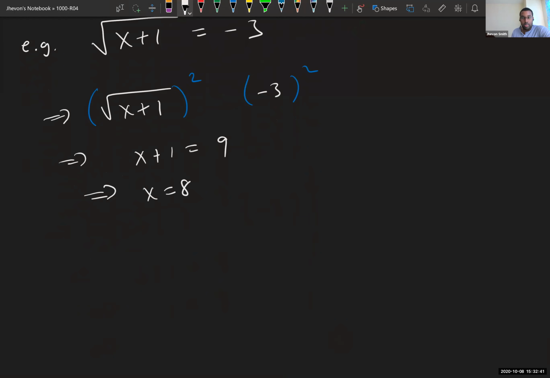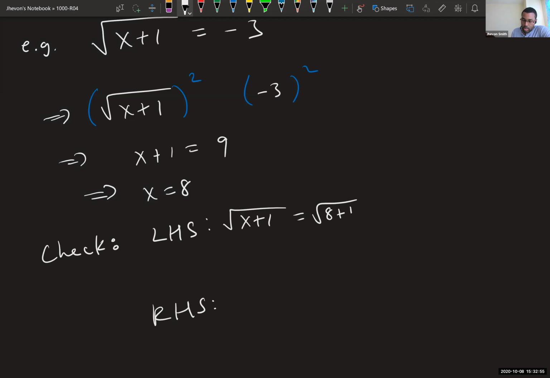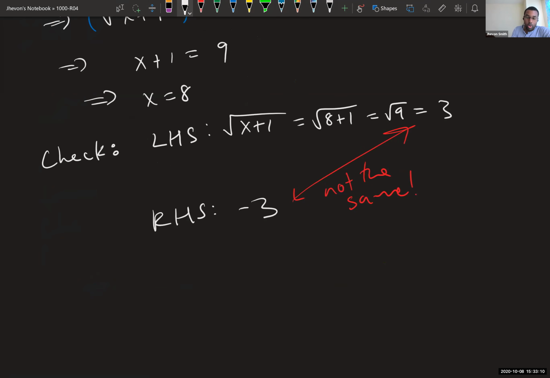And you might be starting to say, oh, well, that's the answer. Well, you have to be careful, because if you check, what does the left-hand side do? What does the right-hand side do? You'd realize that the left-hand side is the radical of x plus 1. If I plug in 8, that's just radical of 9, which is 3. Whereas the right-hand side is -3, and not the same. So it turns out that this does not work. So the only possible solution is not a solution. So you'd say no solution.